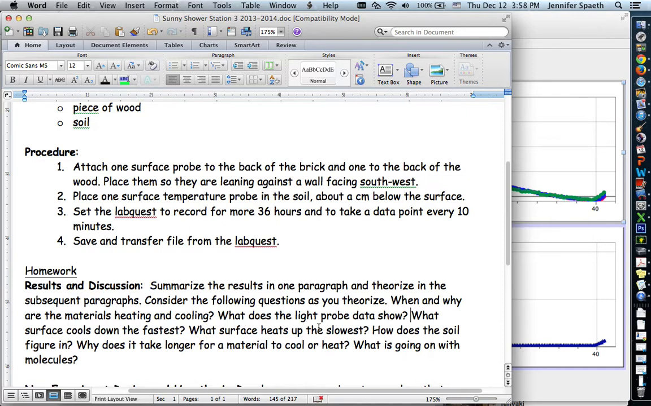What does the light probe data show? What surface cools down the fastest or the slowest? What surface heats up the slowest or the fastest? How does the soil figure into it all? Why does it take longer for a material to cool or heat? And what is going on with the molecules? So all kinds of ideas that you can contemplate as you write up your results and discussion.